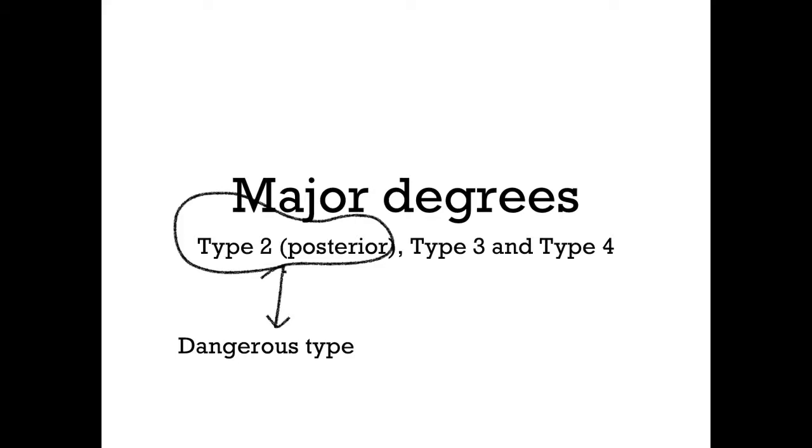So that will cause compression of the placenta and further fetal discomfort, and there are increased chances of postpartum hemorrhage, and also there can be chances of missing the diagnosis of placenta previa if it is situated posteriorly, and it will be difficult to diagnose it on ultrasound as well. So for these many reasons, type 2 posterior type of placenta previa is also called the dangerous type of placenta previa.